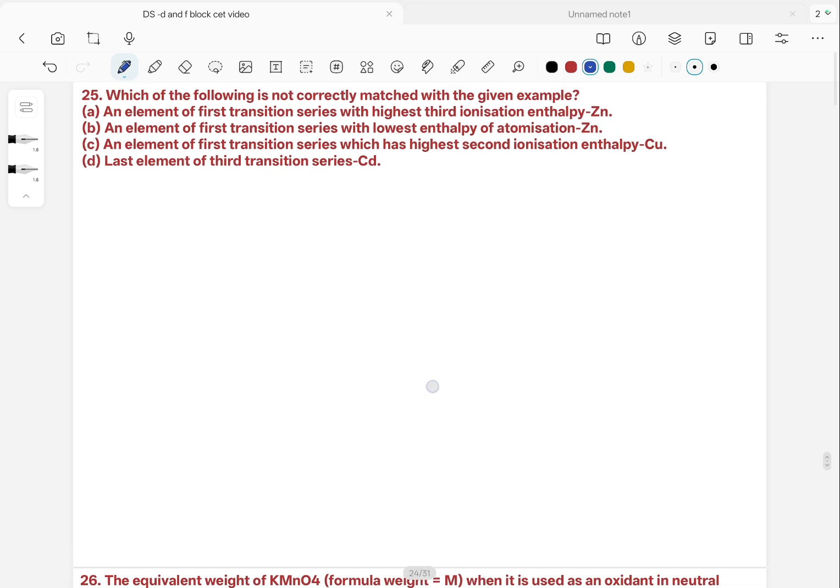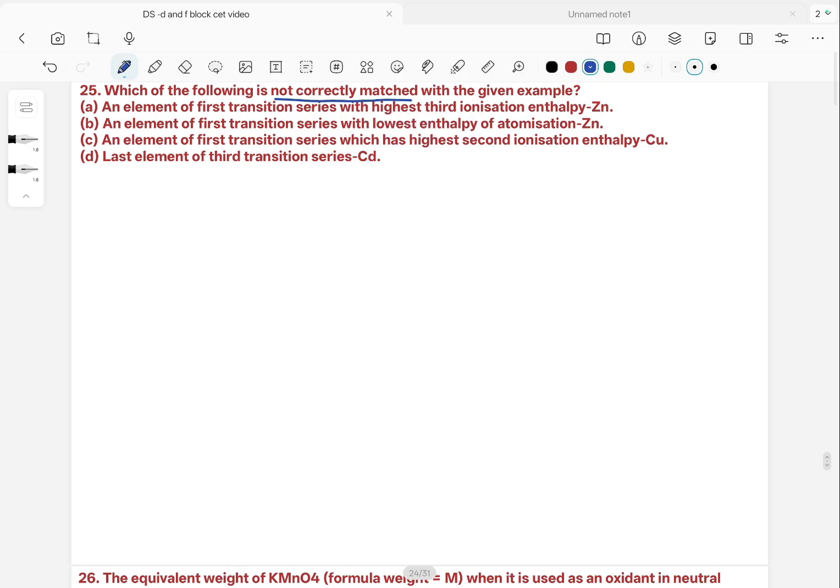Which of the following is not correctly matched? Let's take them one by one. An element of the first transition series with highest third ionization enthalpy: zinc. To find out the ionization enthalpy's strength, we should know the electronic configuration first. Zinc has electronic configuration in its ground state as 3d10 4s2.